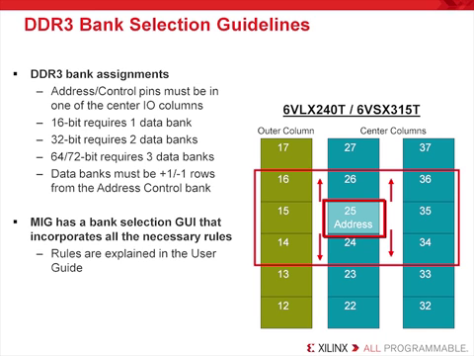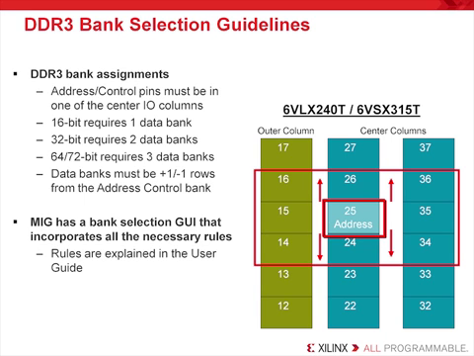We also wanted to take a couple of minutes and give you some guidelines on how the memory controller should be laid out in Virtex 6. First of all, don't forget that all of this information is included with the MiG user guide. If you're using the DDR3 memory controller, be aware that the address and control bank must be in one of the center I/O columns. In this example, we see the address and control pins located in bank 25.